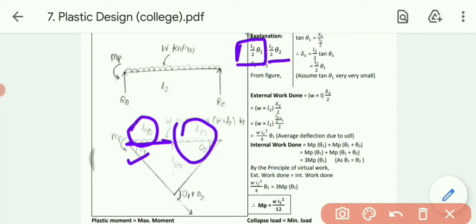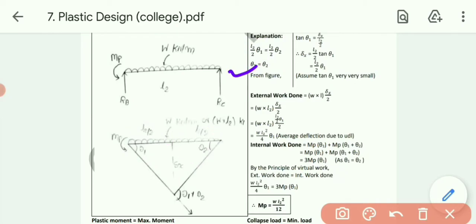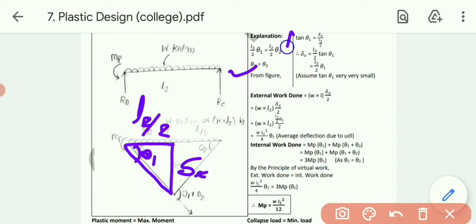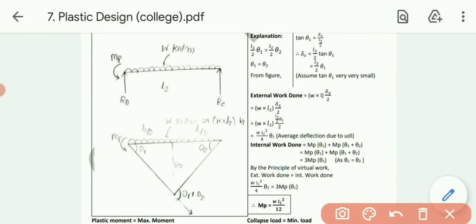Okay, so L2 by 2 will be cancelled, so ultimately theta 1 equals theta 2. As I told you earlier also, in case of the simply supported beam with central point load or simply supported beam with UDL, our theta will be common, or we can say equal. Now from the figure, let's calculate theta 1. This one is L2 by 2, while this one is deflection. So from the figure I can say tan theta 1 equals delta x over L2 by 2. So delta x equals L2 by 2 into tan theta 1. Since tan theta is very small, ultimately delta x equals L2 by 2 into theta 1.